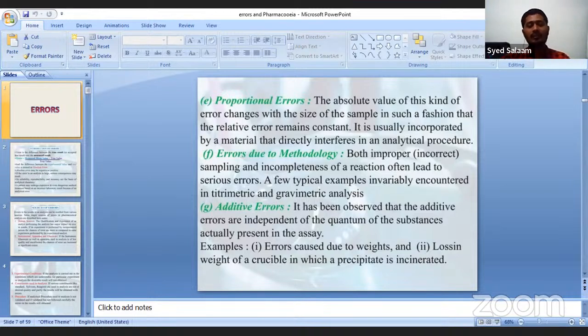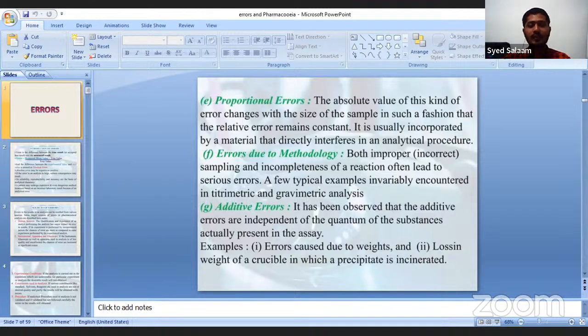So errors, if you try to classify these types of errors, could be classified into two types: determinate error or systematic error, and indeterminate errors. Determinate error means we can identify the cause and we can rectify that. There is a scope of rectification that is possible with these determinate errors.